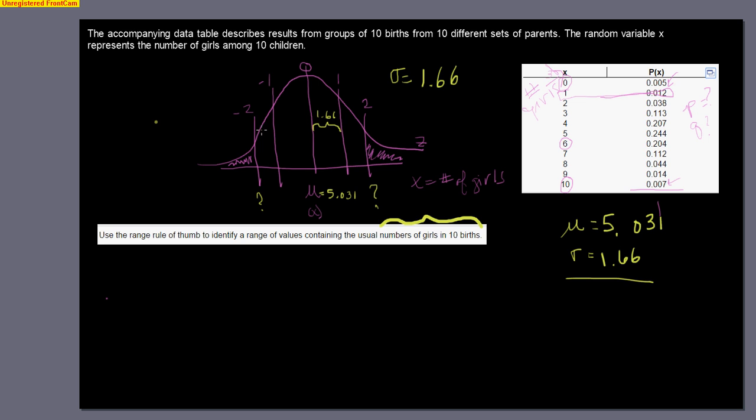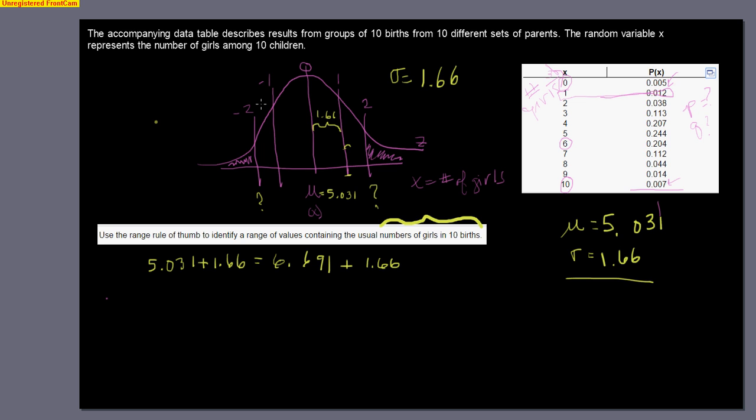What is this first x here? What is this one here at 1 standard deviation above the mean? So we're going to just go ahead and add 5.031 plus 1.66, and that's going to equal 6.691. All right, let's add a second standard deviation, 1.66 again, because now we want to come out to here.